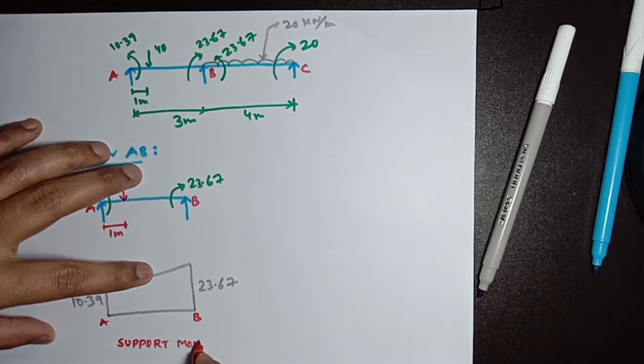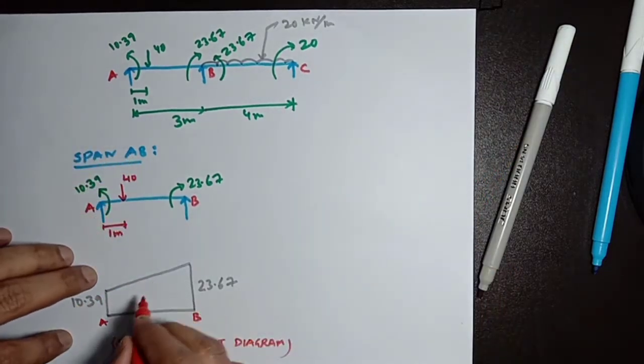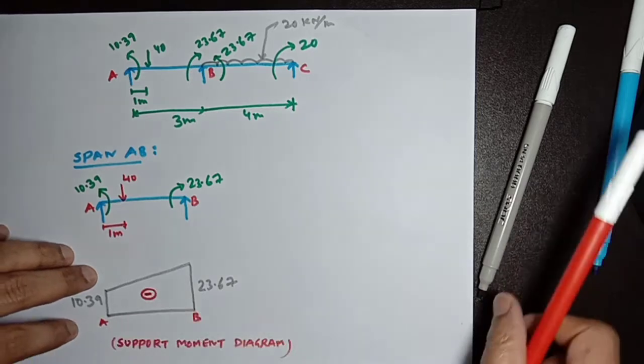Support moment diagram. A support moment is a hogging moment, so it has a negative sign.